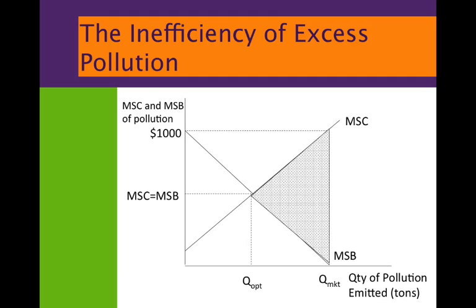Look at this range between Q optimal and Q market. That's why I've sort of darkened it out here. Society would gain the shaded area of the triangle between MSC and MSB if pollution could be reduced from Q market down to Q optimal. So that's a really key point of this introduction to externalities, that there's inefficiencies in excesses, and we're trying to get as efficient as possible.